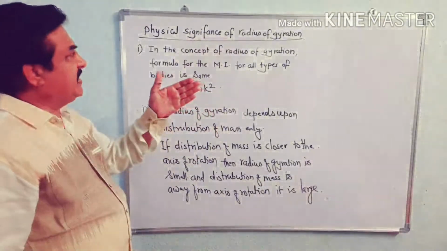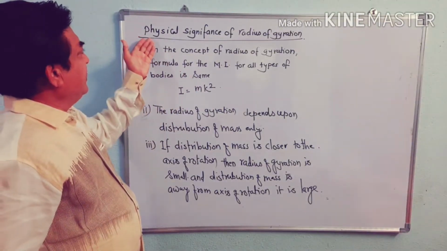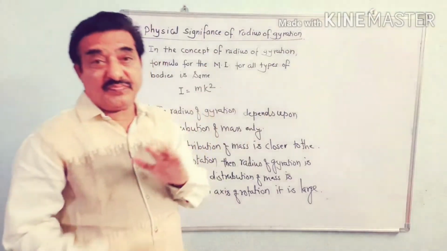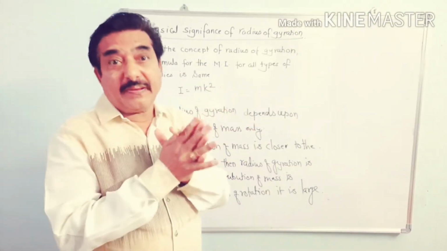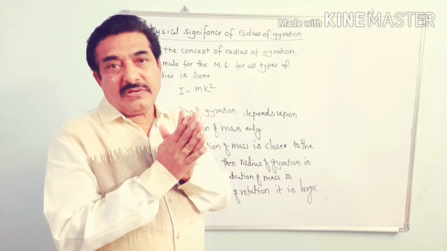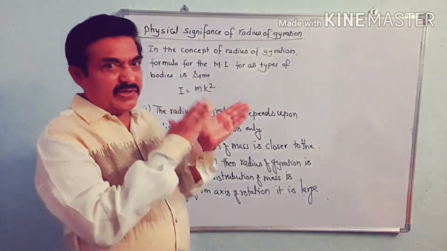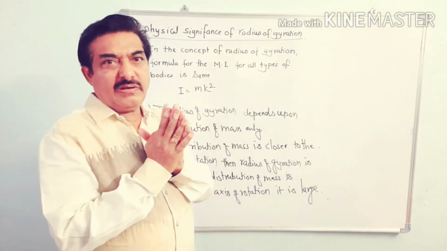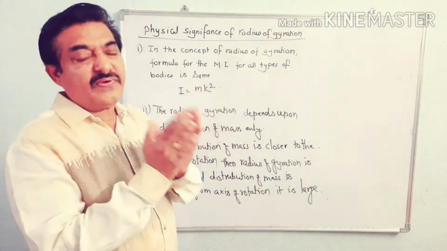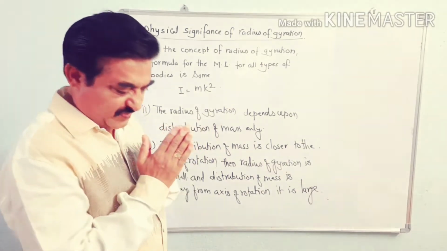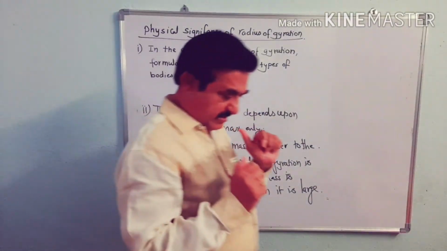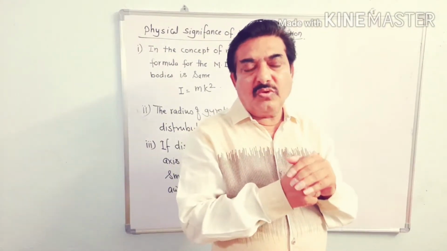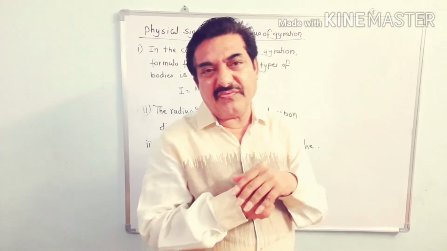After radius of gyration, we will see the physical significance of radius of gyration. What is its meaning? So, moment of inertia can be expressed in terms of radius of gyration. But what is the significance of radius of gyration? Why have we studied such a difficult concept, though we know the formula for moment of inertia?